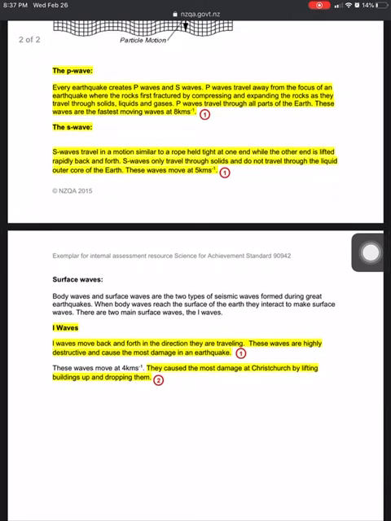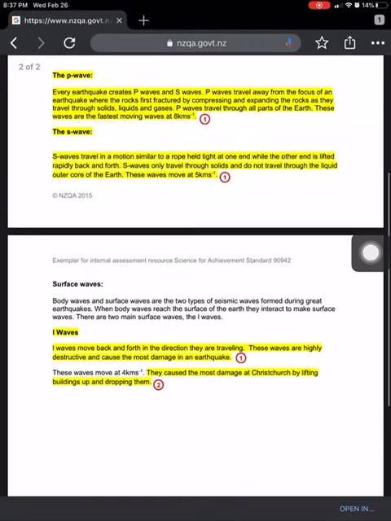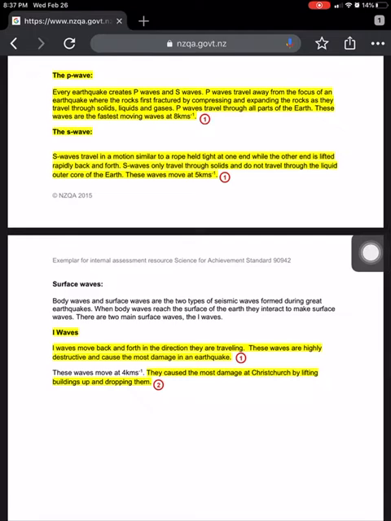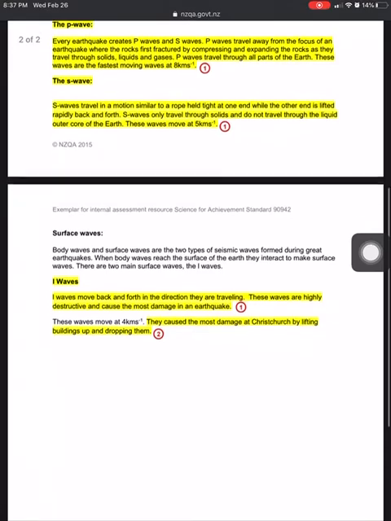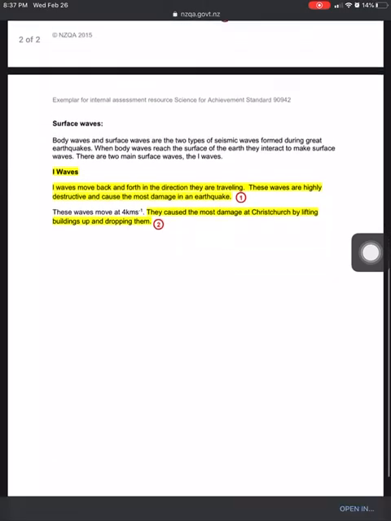Surface waves. Body waves and surface waves are the two types of seismic waves formed during great earthquakes. When body waves reach the surface of the earth, they interact to make surface waves. There are two main surface waves. The first moves back and forth in the direction they are traveling. These waves are highly destructive and cause the most damage in an earthquake. These waves move at 4 kilometers. They caused the most damage at Christchurch by lifting buildings up and dropping them. That's what these waves do.